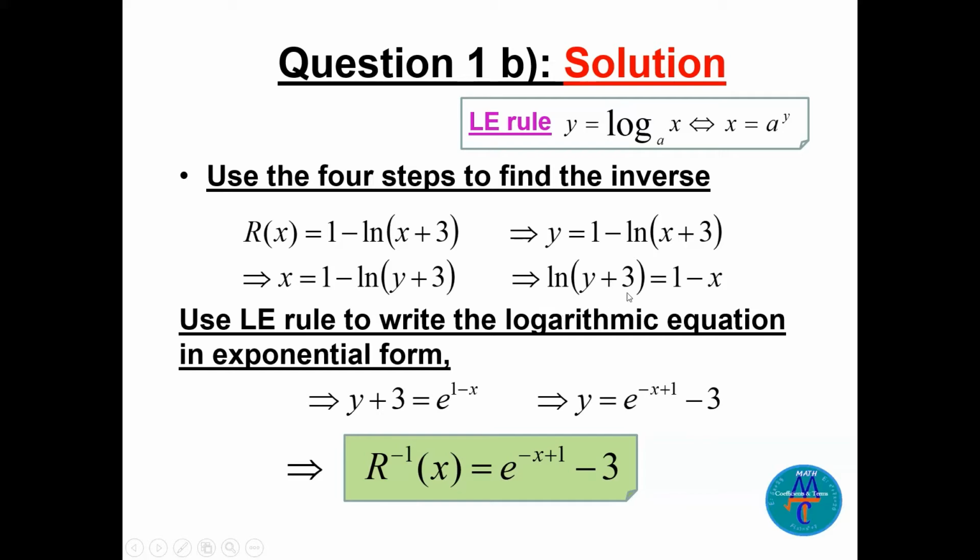Let's use the LE rule to change this logarithmic equation into exponential. So this is the logarithmic exponential rule. It will be y plus 3 is equal to e to the power 1 minus x. I need y, so y will be e to the power 1 minus x minus 3. I can leave it, or I can write it as e to the power minus x plus 1, minus 3 on the other side also. So this will be the inverse function of r: r inverse of x equals e to the power minus x plus 1, minus 3.